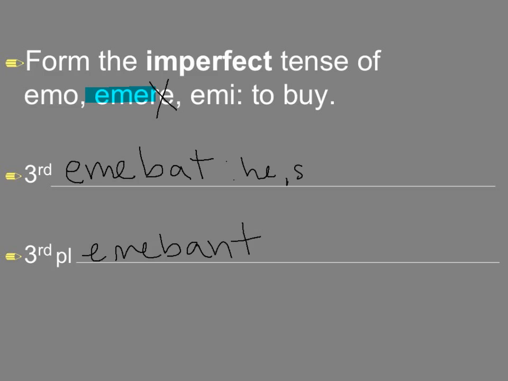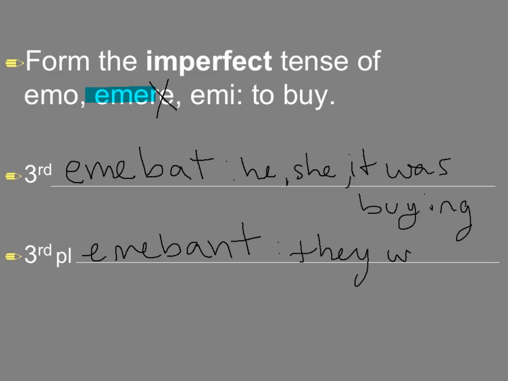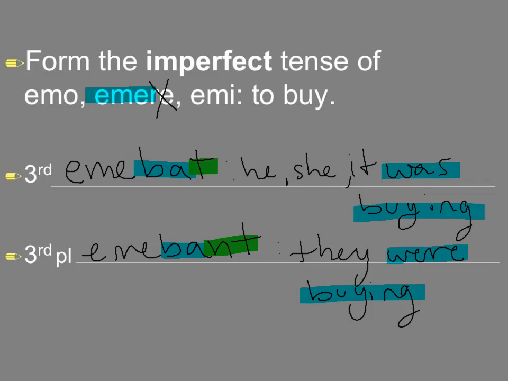I'm going to say he, she, or it was buying. And then I'm saying they were buying. So once again, the BA makes it imperfect. The T and NT tells you if it's singular or plural, he, she, or it, or they. But our imperfect tense verb will always translate as was blanking or were blanking in the plural. Once again, we are always using the second principal part. So this is the imperfect tense.